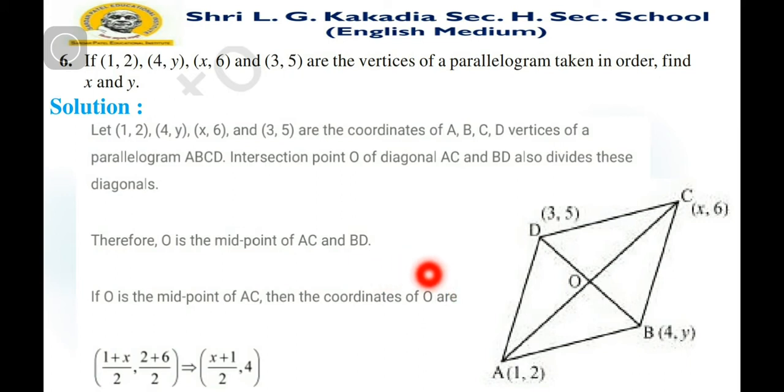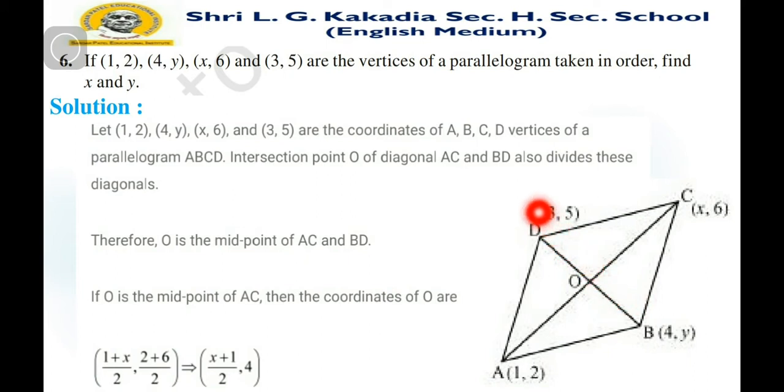If O is the midpoint of AC, then the coordinates of O are ((1 + x)/2, (2 + 6)/2), that is ((x + 1)/2, 4). These are the coordinates of O when it is the midpoint of AC.